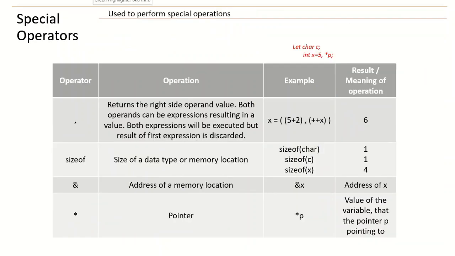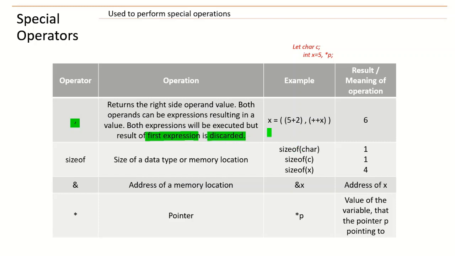Special operators. These are the operators which are used to perform some special operations. The first one is the comma operator. It returns the right side operand value. Both operands can be expressions resulting in a value. Both expressions will be executed, but the result of the first expression will be discarded.